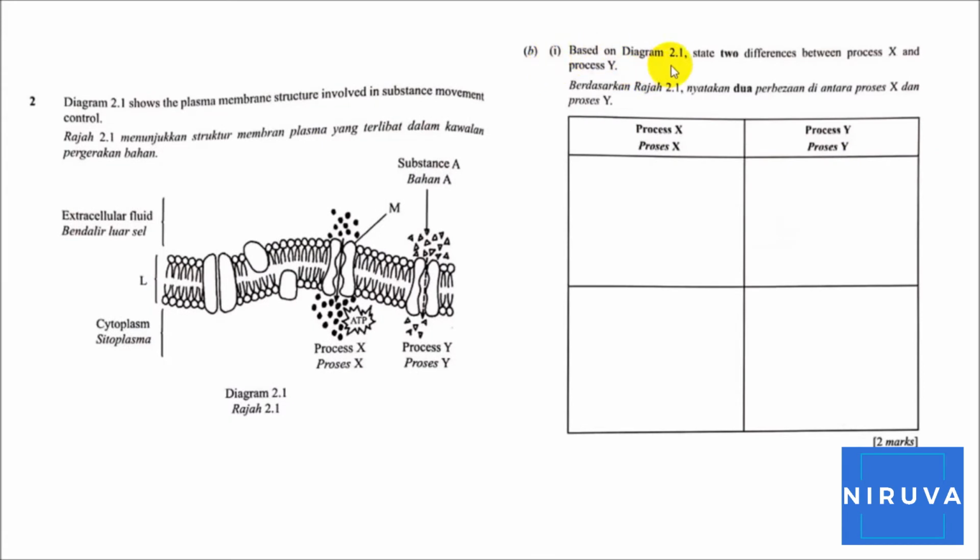Okay, and then B, based on the diagram 2.1, state two differences between process X and process Y. Okay, so process X is what we call active transport, and process Y is known as passive transport. Okay, so process X requires ATP or energy, but in process Y, there is no requirement for ATP or energy to let the molecules be transported into the cell.